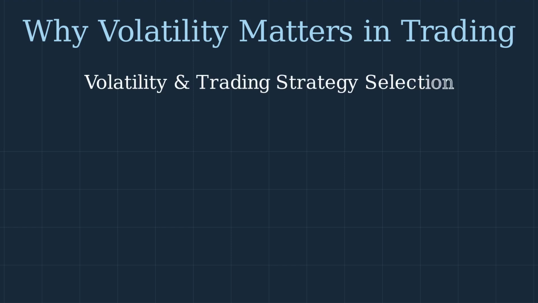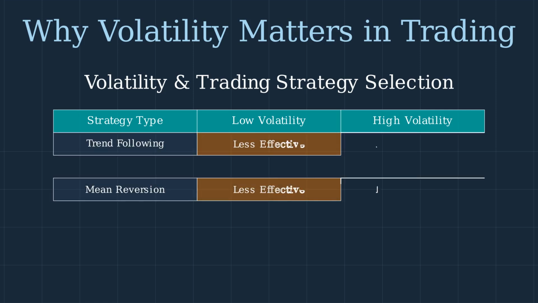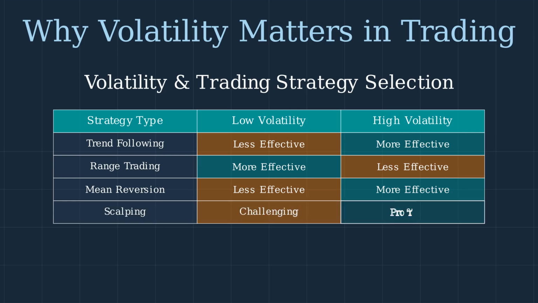Market volatility should directly influence your choice of trading strategies. Different strategies perform optimally under specific volatility conditions. Trend following and mean reversion strategies typically perform better in high volatility markets, where significant price movements create stronger trends and overextensions. In contrast, range trading strategies excel in low volatility environments, where prices tend to stay within defined boundaries. Scalping becomes particularly profitable during high volatility periods, but can be challenging when markets are quiet.